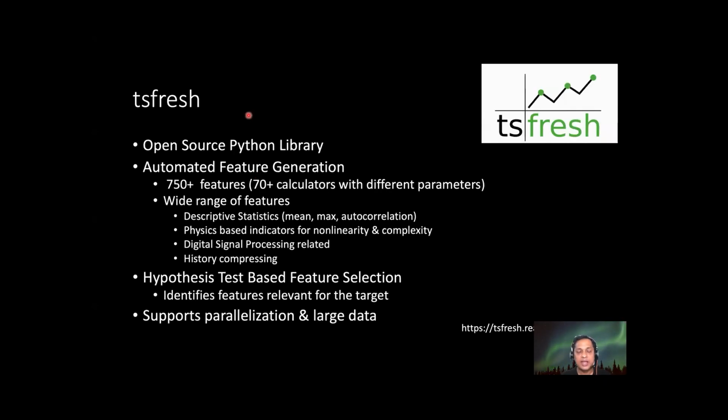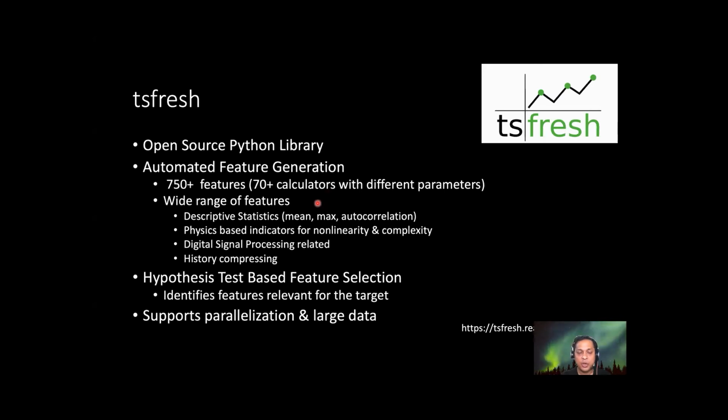This is where a library like tsfresh comes into the picture. tsfresh is an open source Python library. Using tsfresh, we can automatically generate 750 plus features from one single time series. And the nature of the features varies widely.